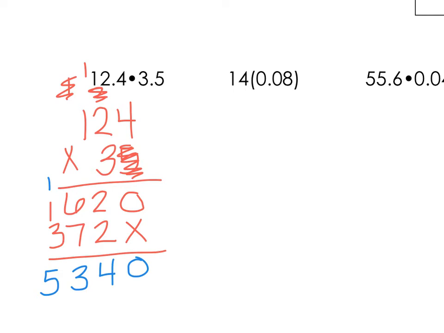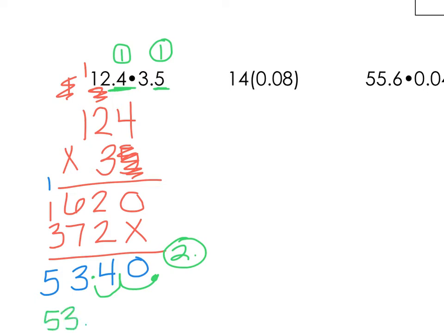Okay, now that I've multiplied, I'm going to count how many numbers are actually behind the decimal here. So I'm going to count. There's 1 for this number, and there's 1 for this number. So 1 and 1 together make 2. That means I need to put my decimal at the end now and move it over twice. So 1, 2. My final answer would be 53.40. Okay?